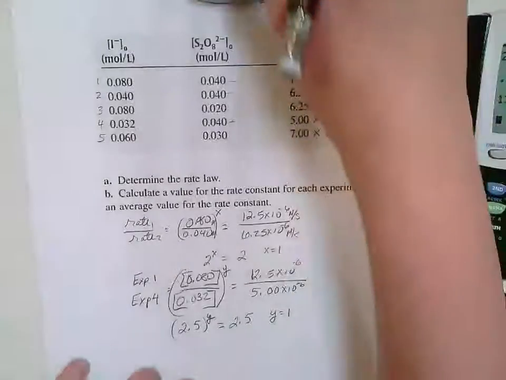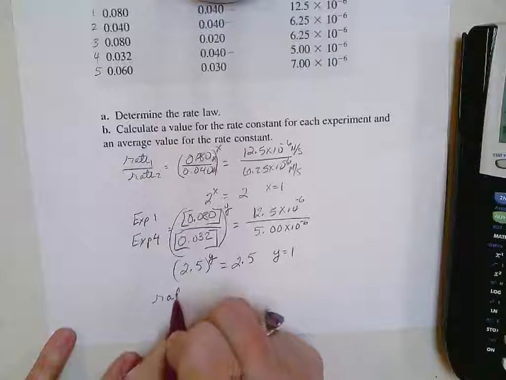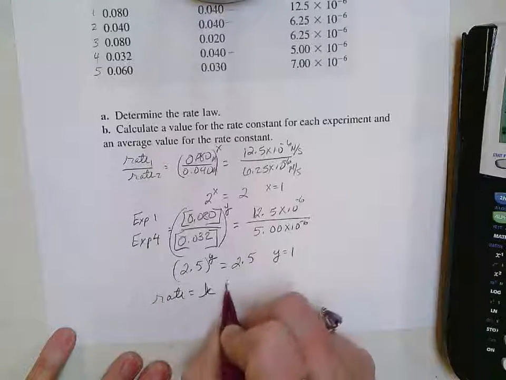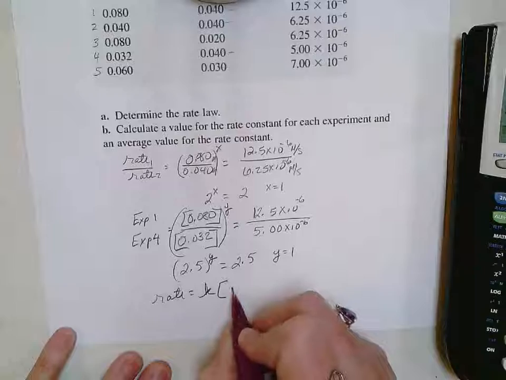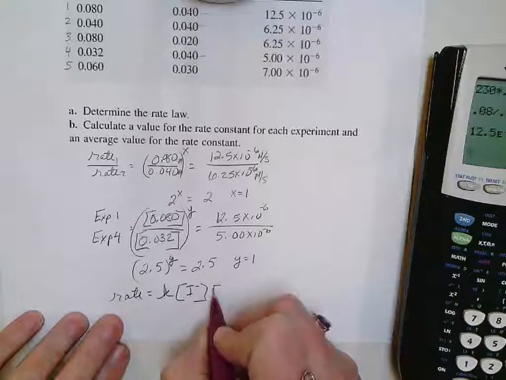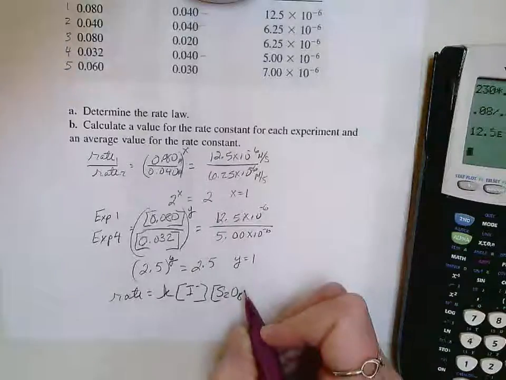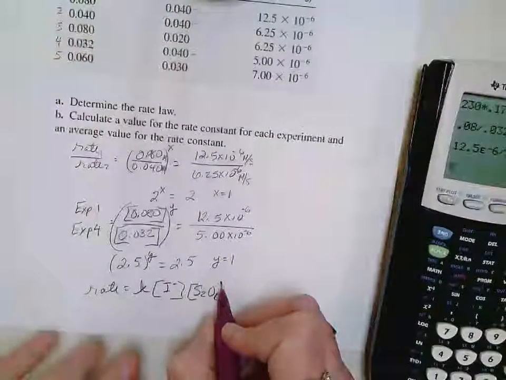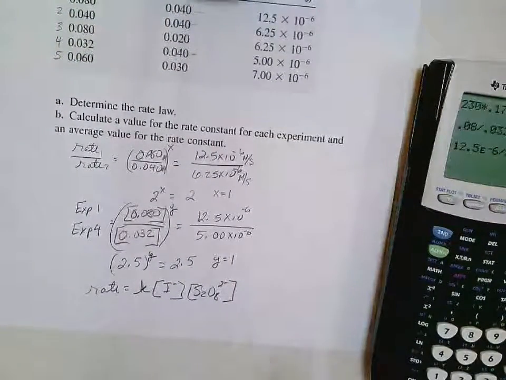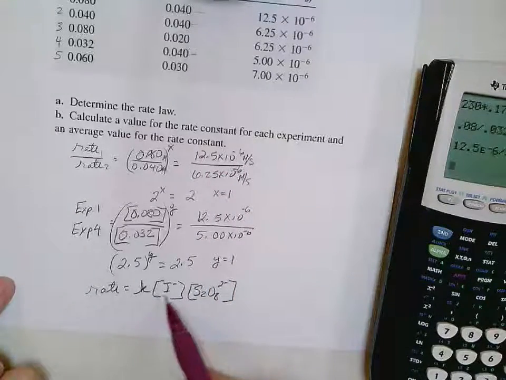So my rate expression is going to be rate equals k times the concentration of, what do I have here? I minus times the concentration of S2O8, I think that's 2 minus. Yeah, 2 minus. And now, how would I figure out k? I would just put in values for each of these to figure out k.